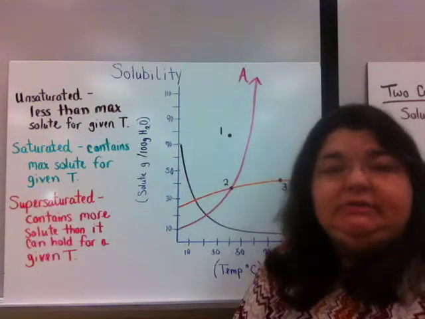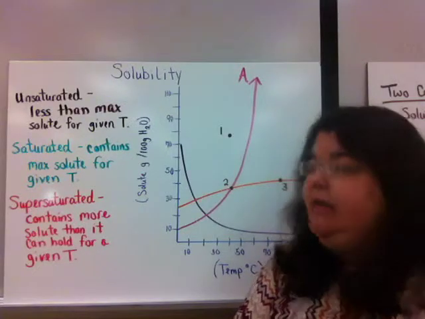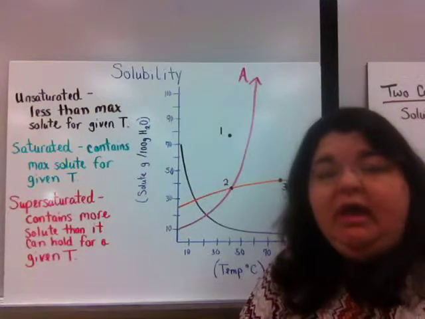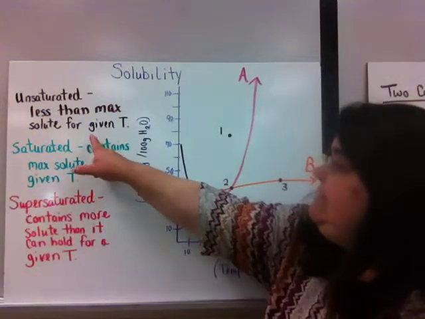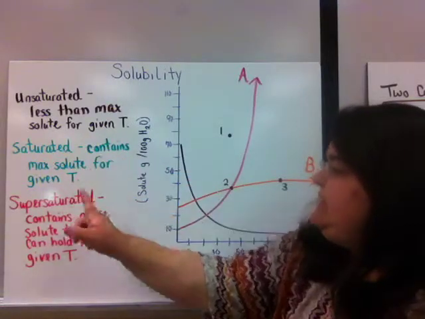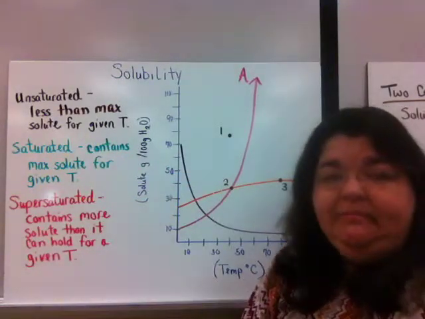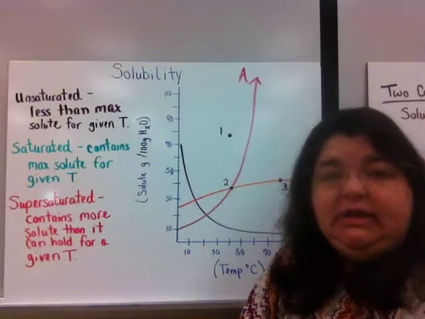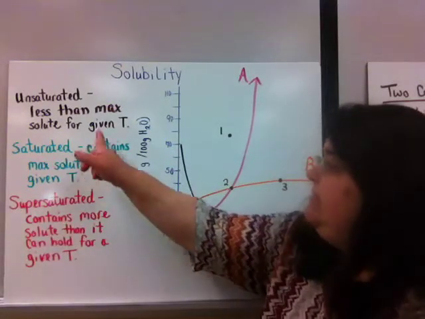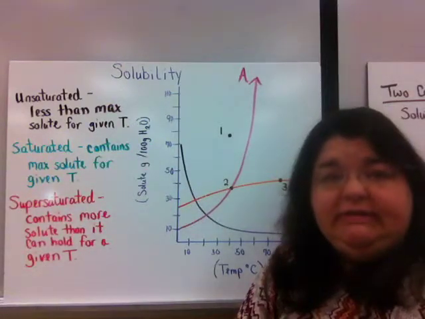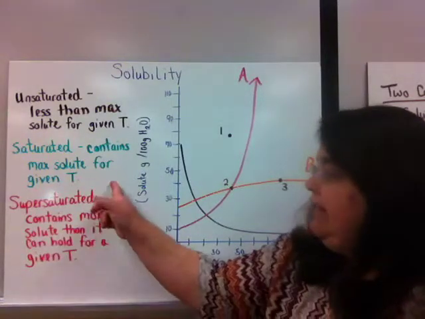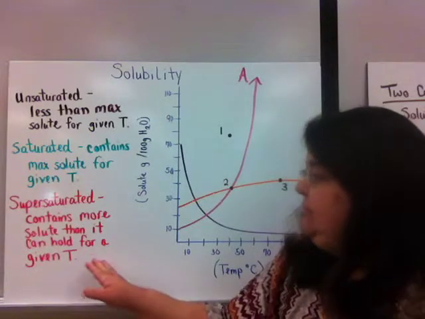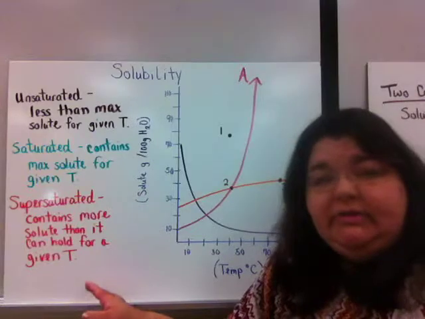Now, when we're talking about solutions, we need to talk about solubility. And there are three different ways to describe the solubility or the saturation level of a solution. And we can say that they are either unsaturated, saturated, or supersaturated. Now, unsaturated does not mean that it does not have any solute. It just means that it does not have the maximum amount of solute for a given temperature. And saturated means that I have the maximum amount of solute for that temperature, and supersaturated means that I have more solute than I can hold.